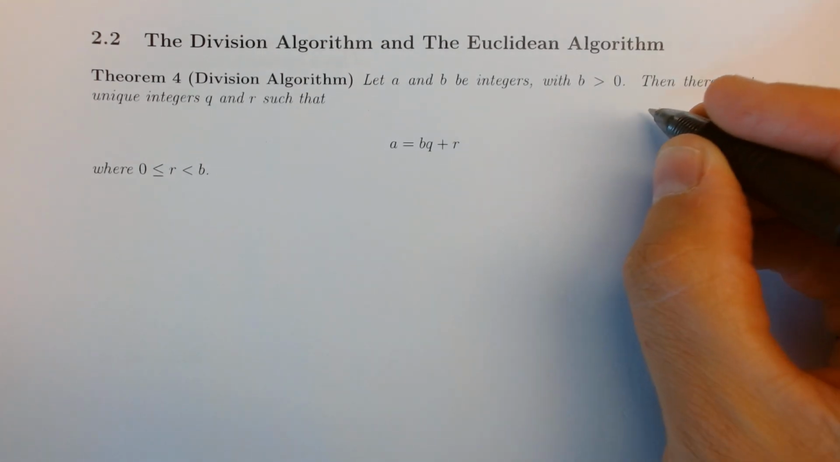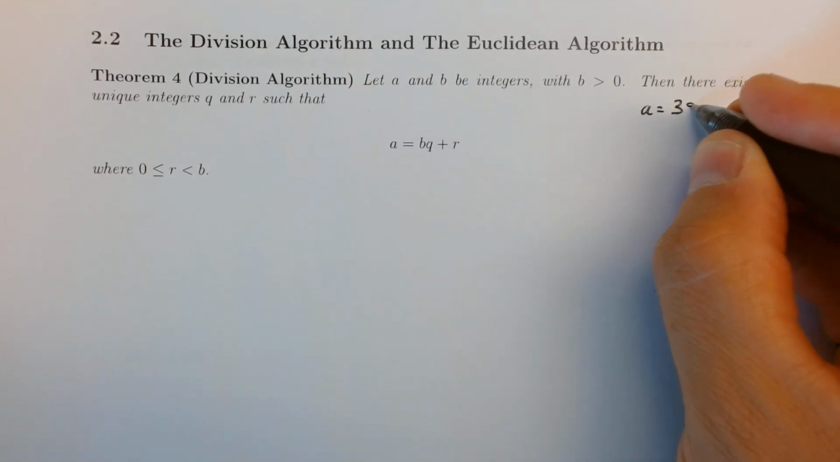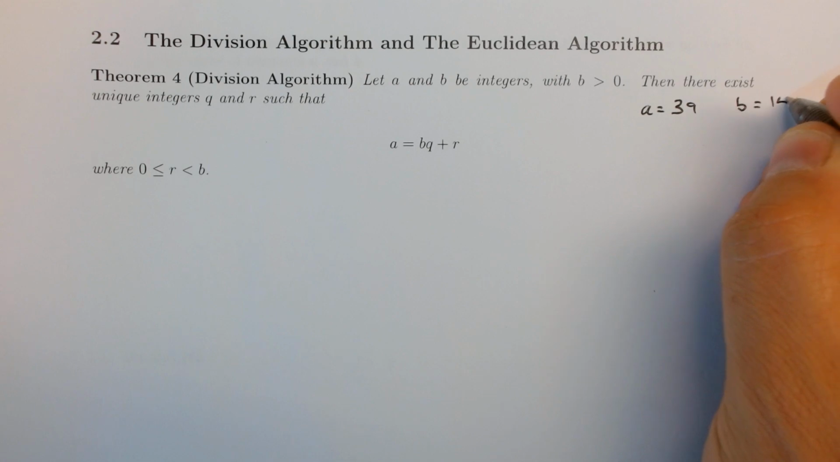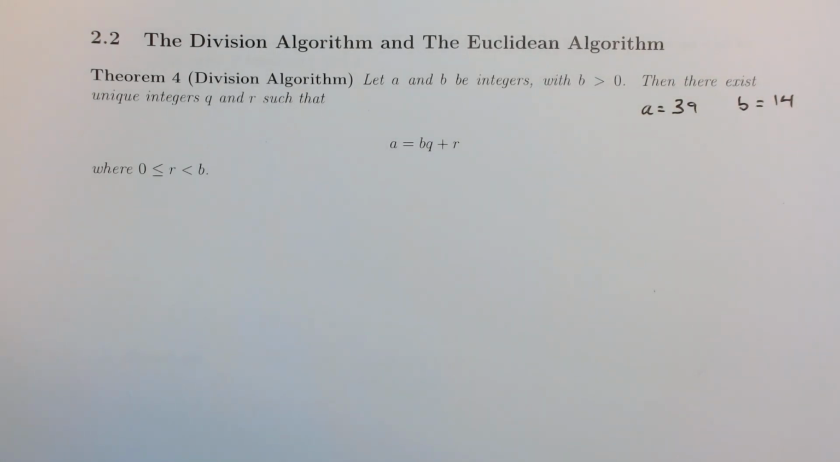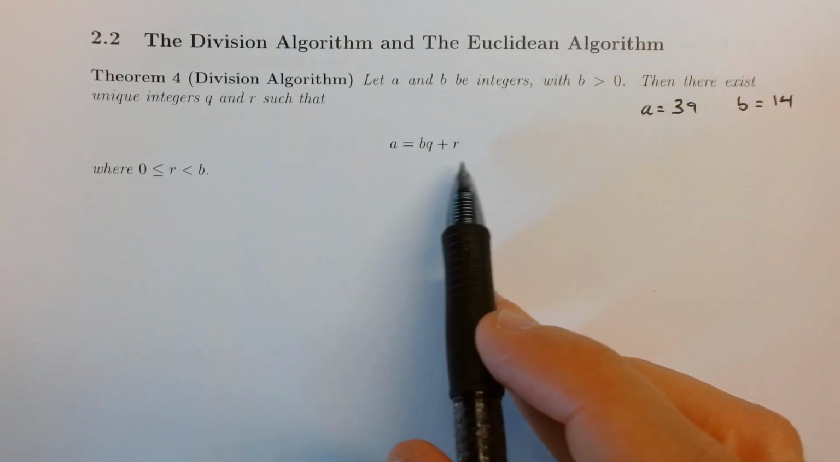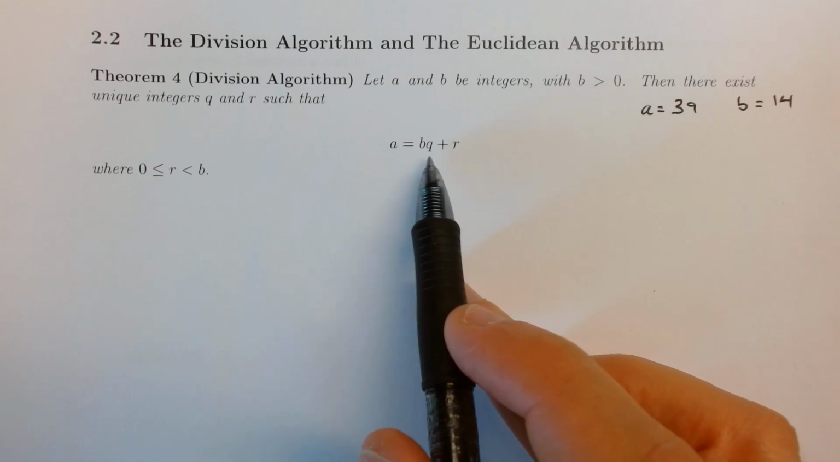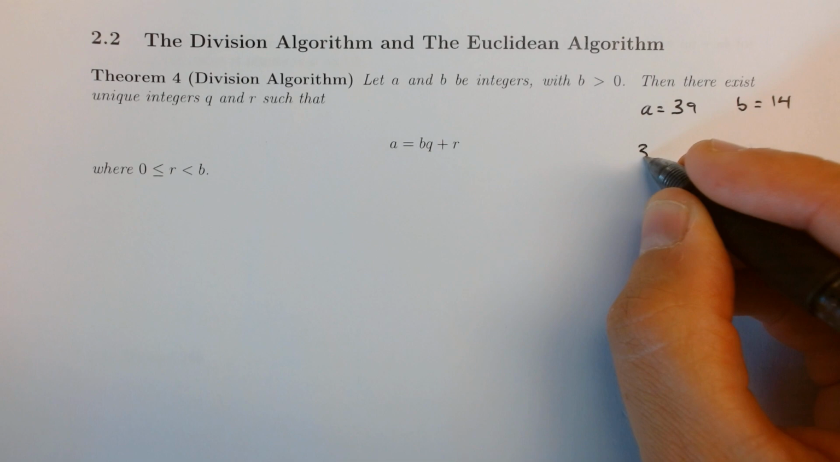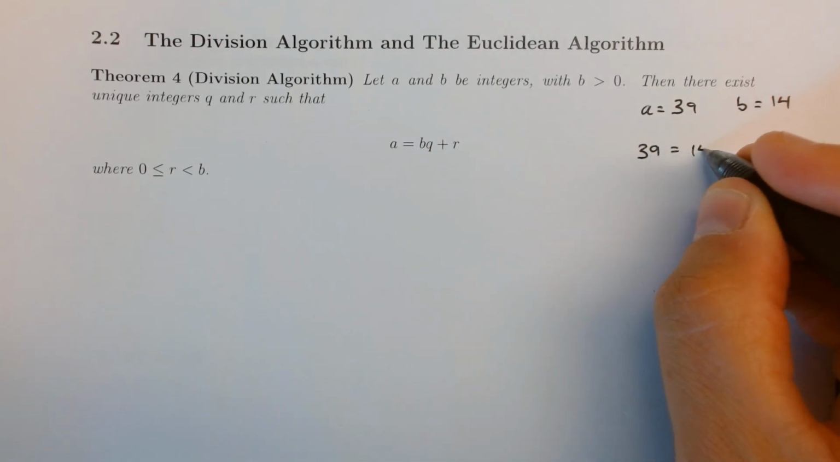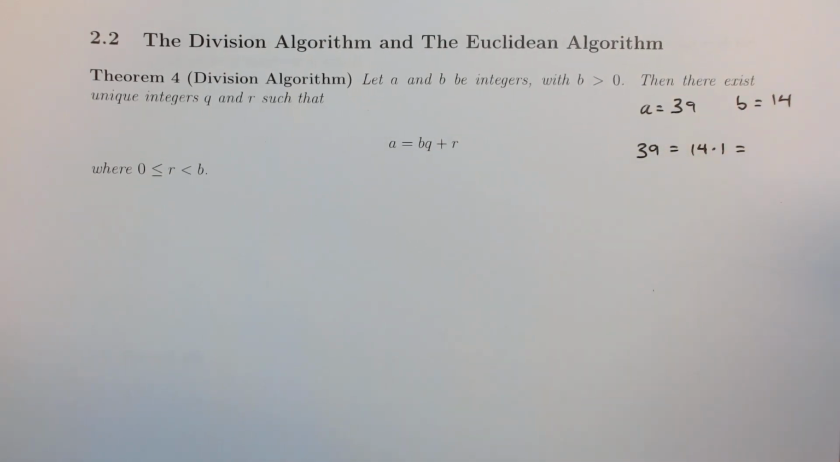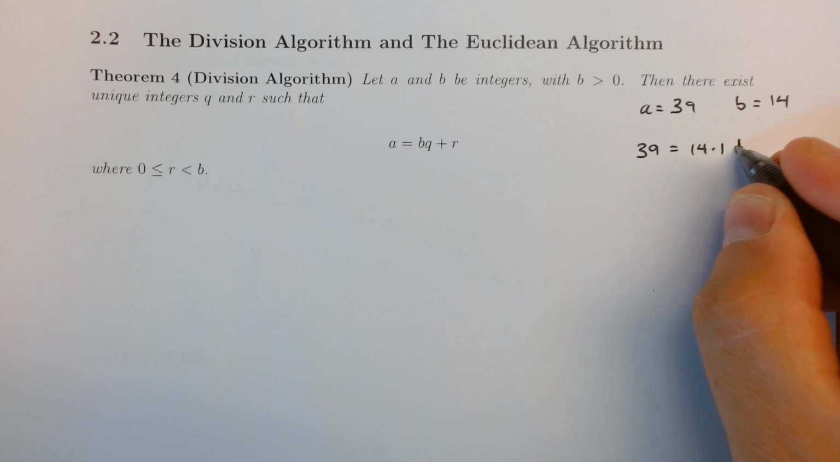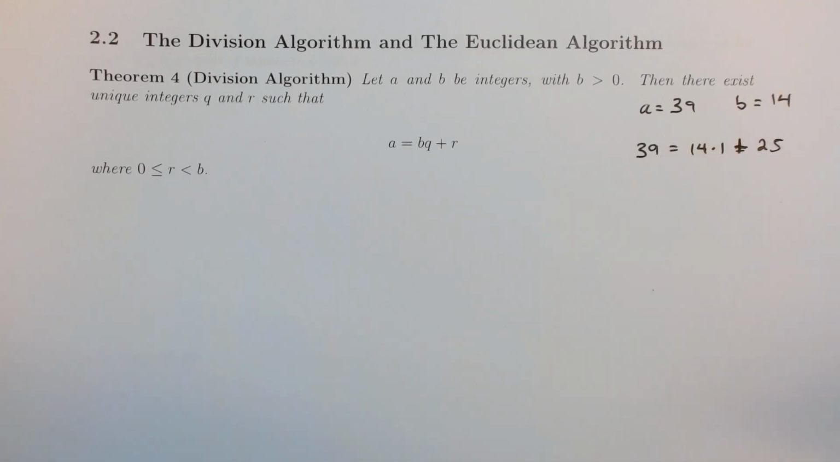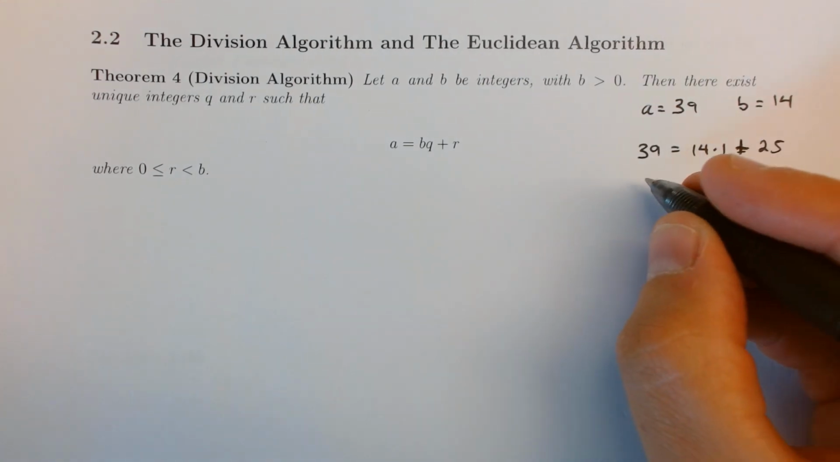So to give a quick idea, let's suppose a is 39 and b is 14. So we're dividing 39 by 14. Now, just to pick some random numbers for q and r, there's a lot of different possibilities, of course. We could say if we make q equal to 1, then 14 times 1, to make this true, we'd have to add 25. So with a quotient of 1, we get a remainder of 25.